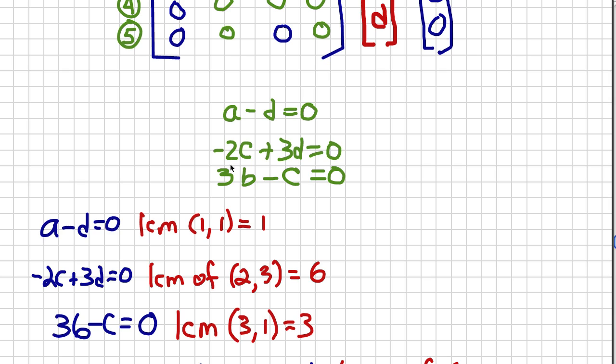Okay, the absolute value of 2 is 2. The absolute value of 3 is 3. So now I want to find the least common multiple of 2 and 3. That's 6. 6 is the least common multiple of 2 and 3. In other words, if I take the integer 3 and multiply it by 2, I get 6, and I take the integer 2 and multiply it by 3, and I get 6.